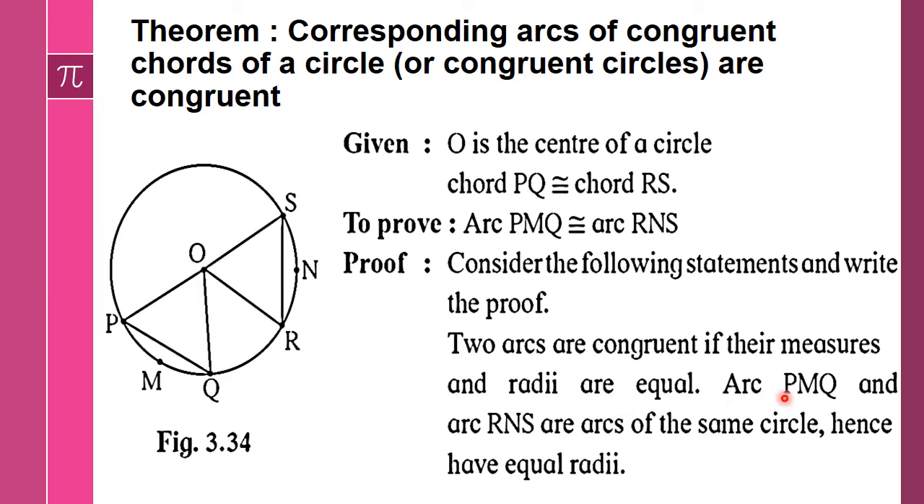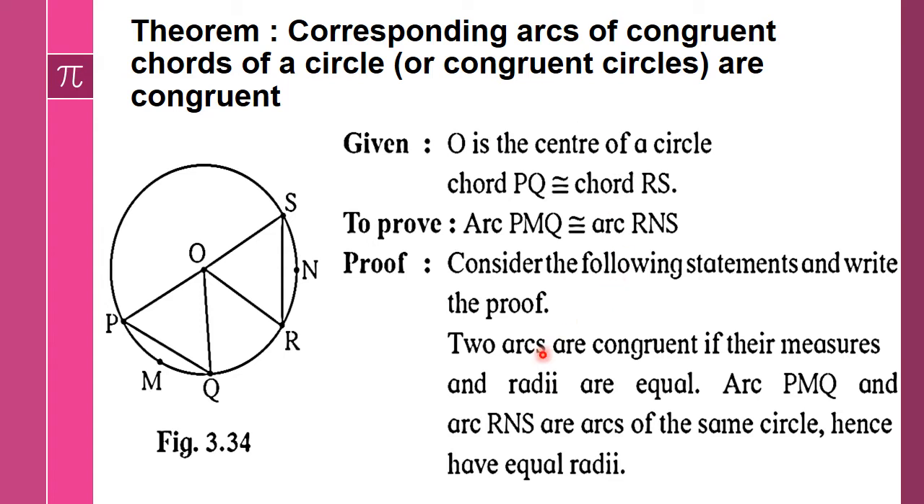Next, arc PMQ and arc RNS are arcs of the same circle, hence have equal radii. So that is what I just said. Now here PMQ and RNS are arcs of the same circle, so their corresponding radii are naturally equal. If it was on different circles, then too the circles are congruent according to the statement. So two congruent circles also have equal radii. So the equal radii part is done.